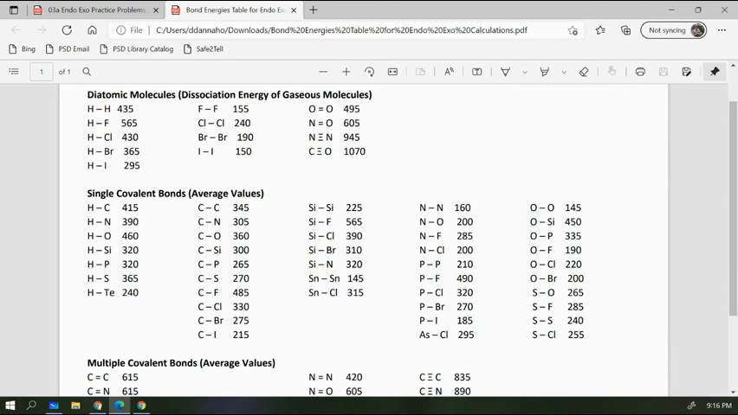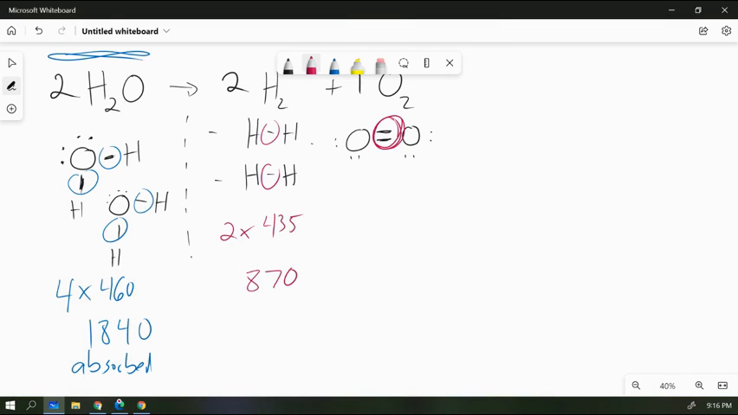So 495 is the energy. Do we write that down? 495 here. So we need to add those together, right? The 870 plus the 495, and we're going to get a total of 1365, and that is released when those bonds are formed.